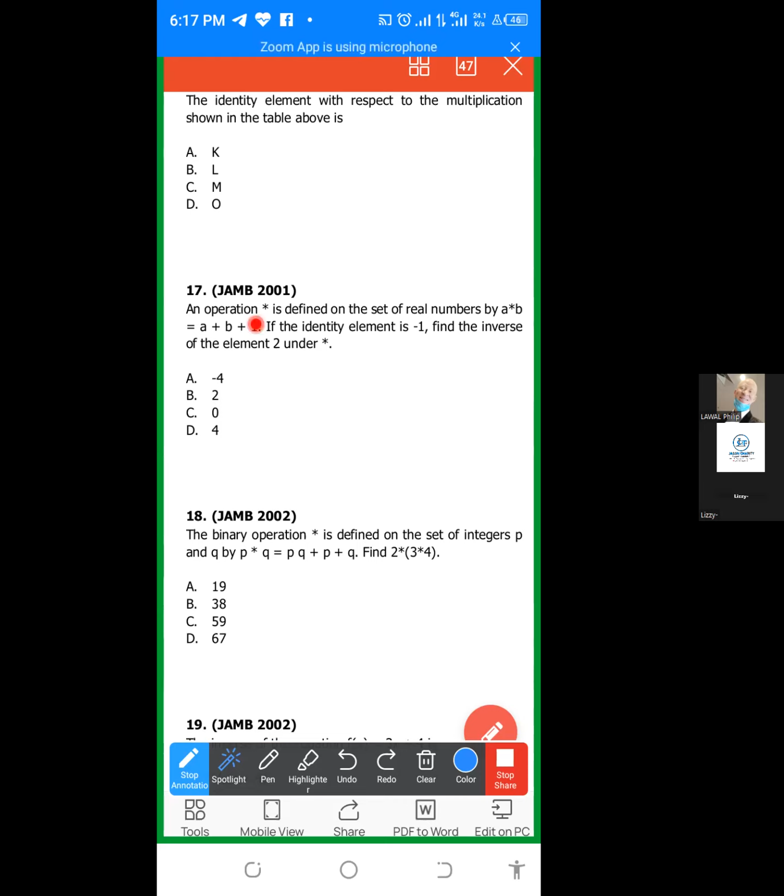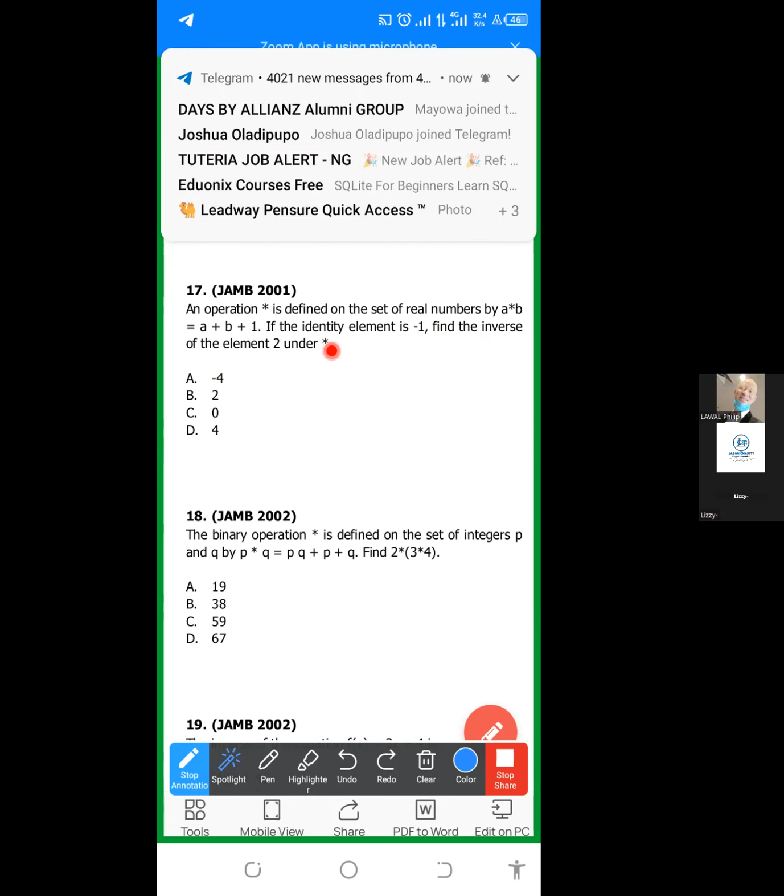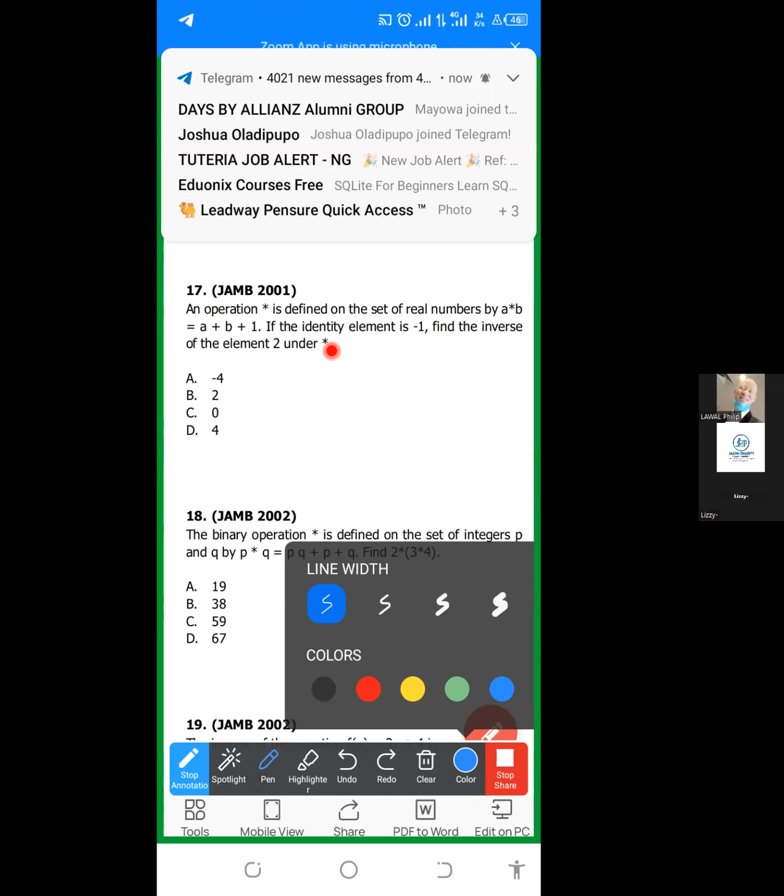Now, for this 2001 question, it's saying our operation star is defined on the set of real numbers by A star B is equal to all of this. If the identity element is -1, find the inverse of element 2 under star. I'm just going to do the working on the screen.